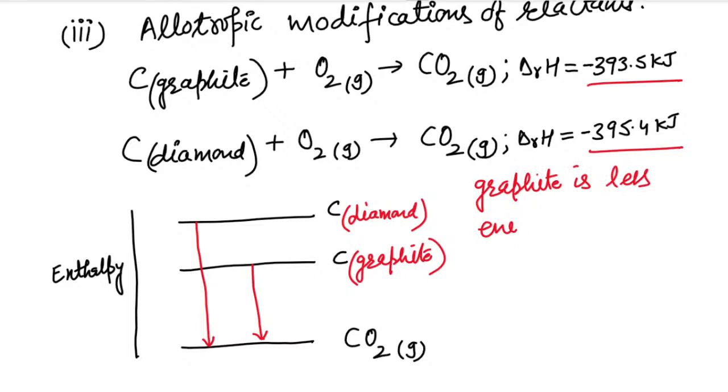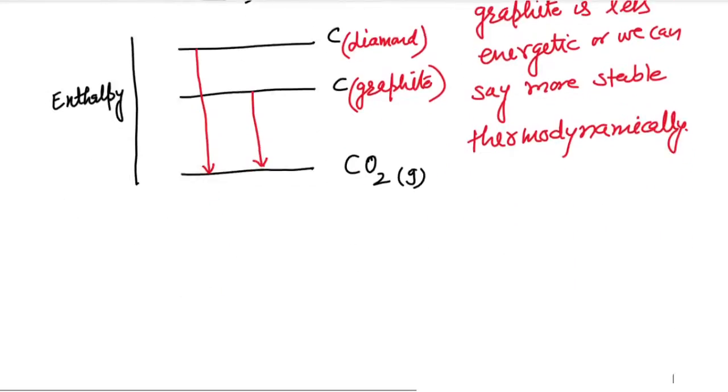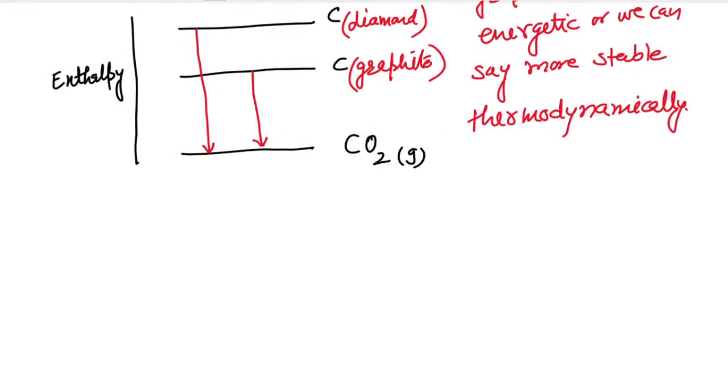less energetic, or we can say more stable thermodynamically. So that means the thermodynamically more stable allotrope of carbon is graphite. Keep in mind. Done?